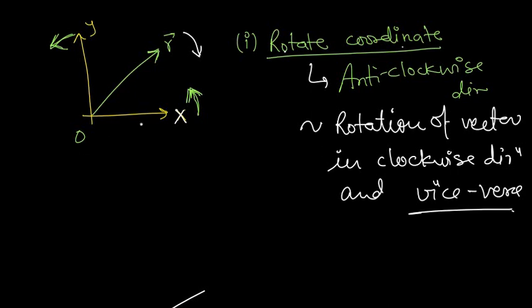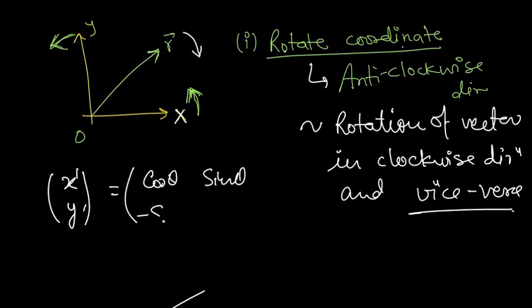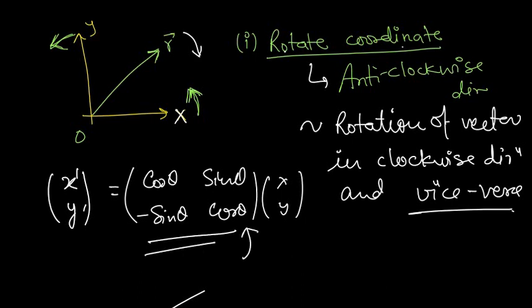We have seen that the rotation in 2D plane was in anti-clockwise direction, and we got x prime y prime is equal to the matrix cos theta, sine theta, minus sine theta, cos theta, multiplied by xy. So if this was an anti-clockwise direction, then we used this matrix. If it was a clockwise direction, then we have to use cos theta, minus sine theta, and sine theta, cos theta.